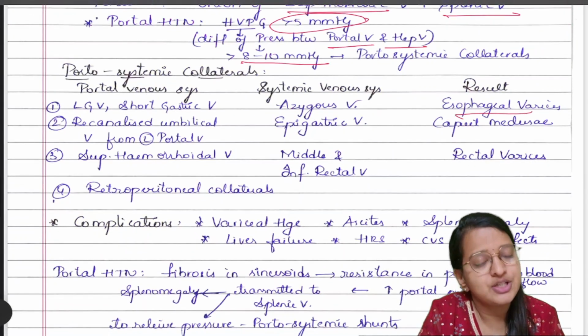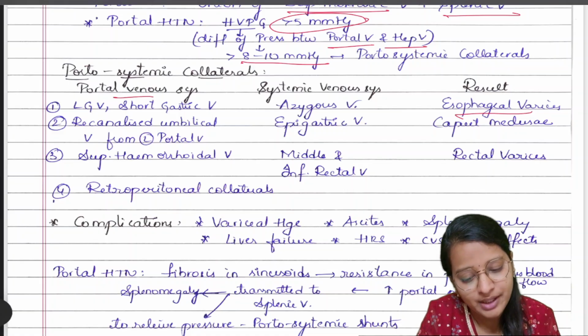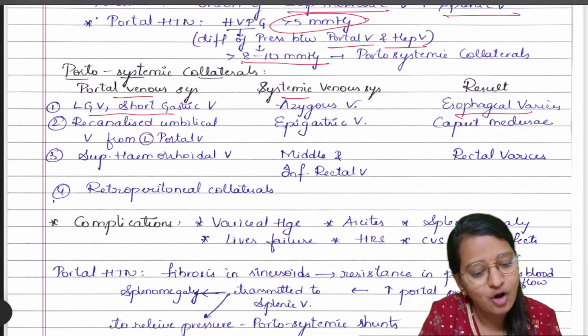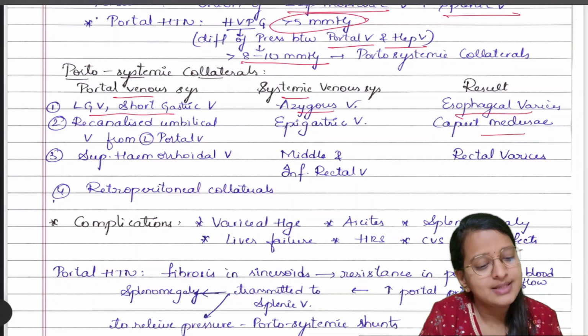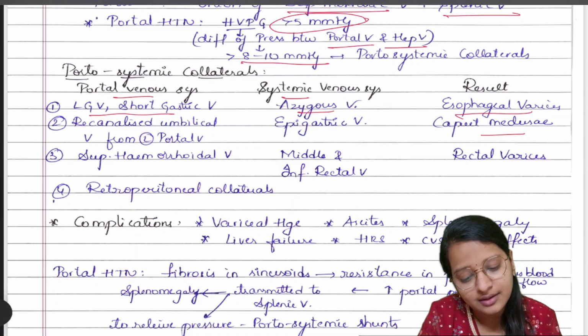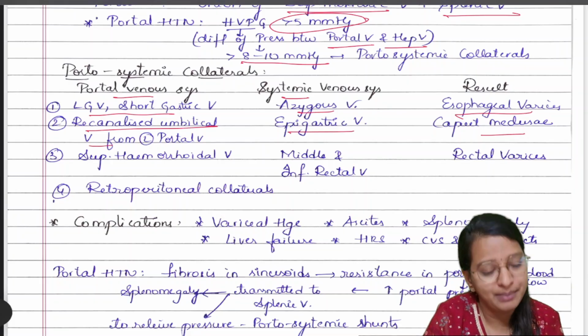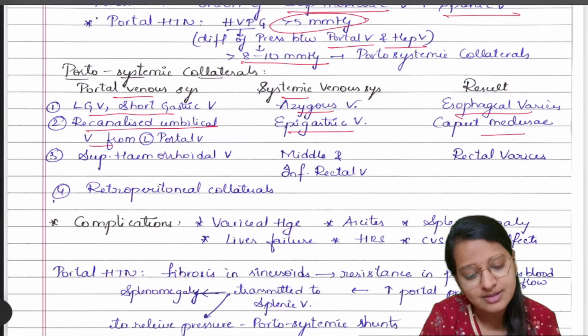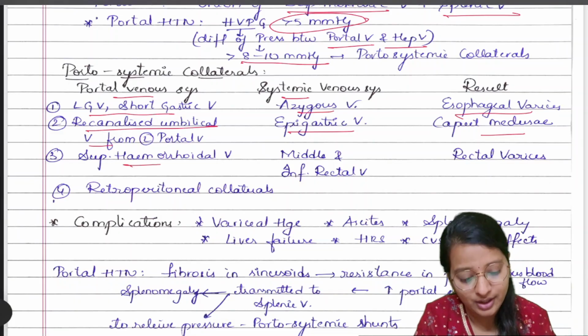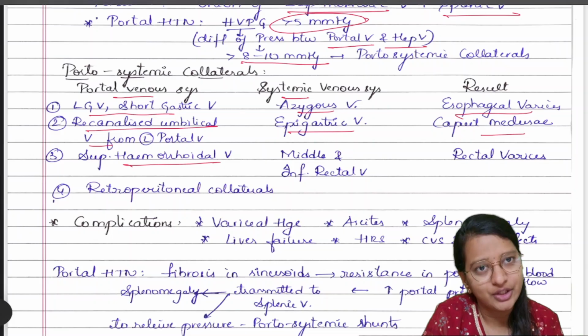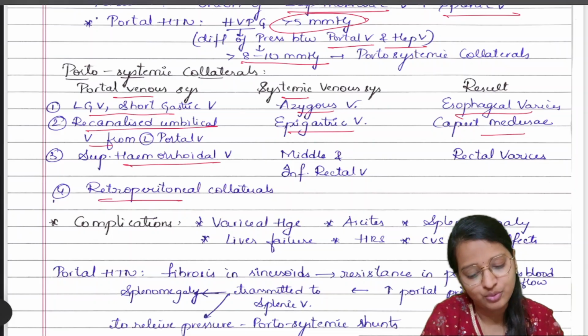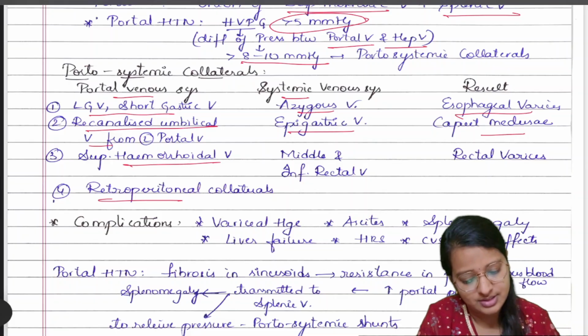Firstly, esophageal varices, in which the portal component is your left gastric vein and short gastric vein, and the systemic component is the azygous vein. Next, caput medusae, in which the portal component is your umbilical vein and the systemic is the epigastric vein. For rectal varices, the portal side will have superior hemorrhoidal veins and the systemic side middle and inferior rectal veins. And the fourth one is your retroperitoneal collaterals.